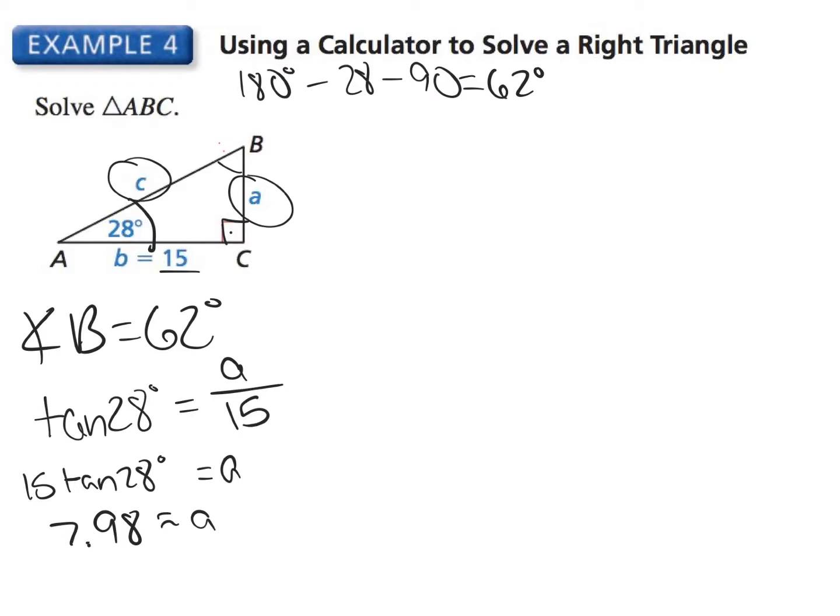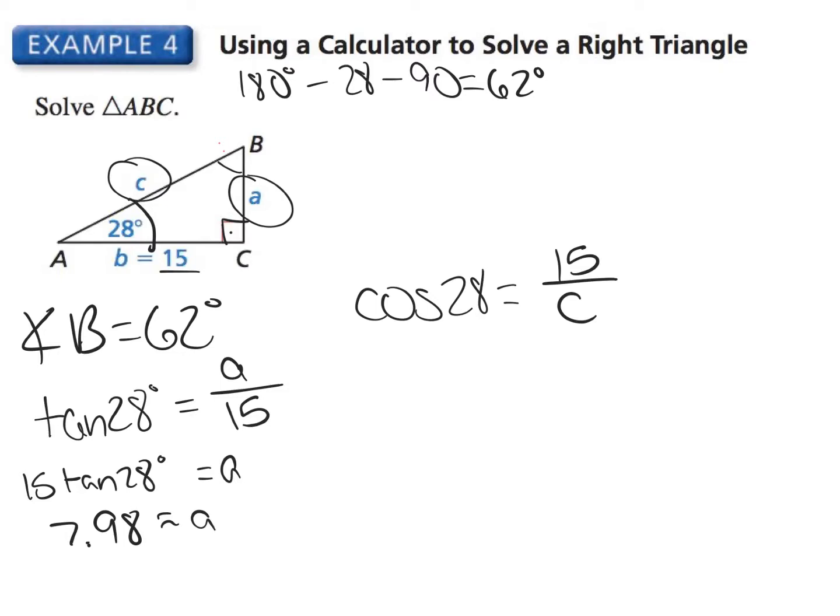And now our last piece is finding the side length of C. I'm going to go ahead and use cosine, because cosine of 28 is equivalent to my adjacent, which is 15, over my hypotenuse, which is C. So adjacent is 15, hypotenuse is C. We need to find that value. So I have 15 over C. This is a little funky, so it's going to take a couple more steps.